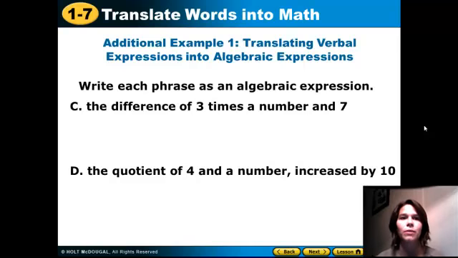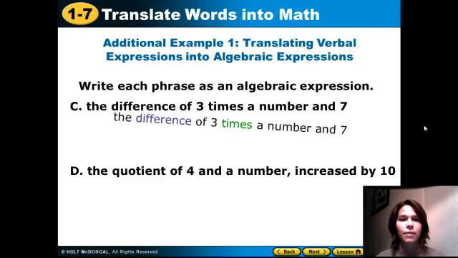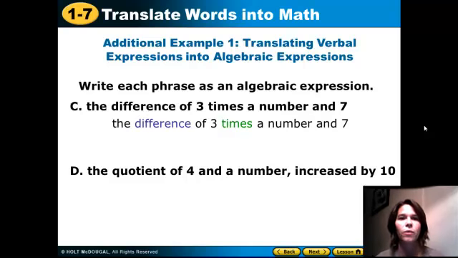Couple more examples. Example C: the difference of 3 times a number and 7. We have a couple things going on here. We have the difference and we have times. Do you notice those are highlighted in different colors there? Difference is subtraction. I'm going to leave that here for a minute. 3 times means to multiply. So I know I'm going to be multiplying 3 times a number. I can assign that variable any letter, and then I'm going to take the difference of 7. So I will subtract 7 at the end.